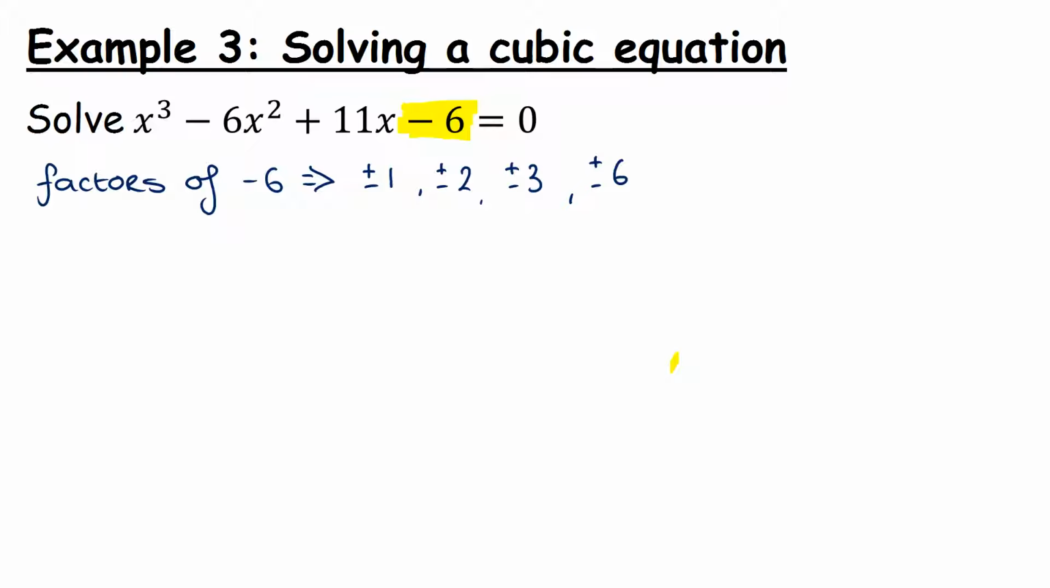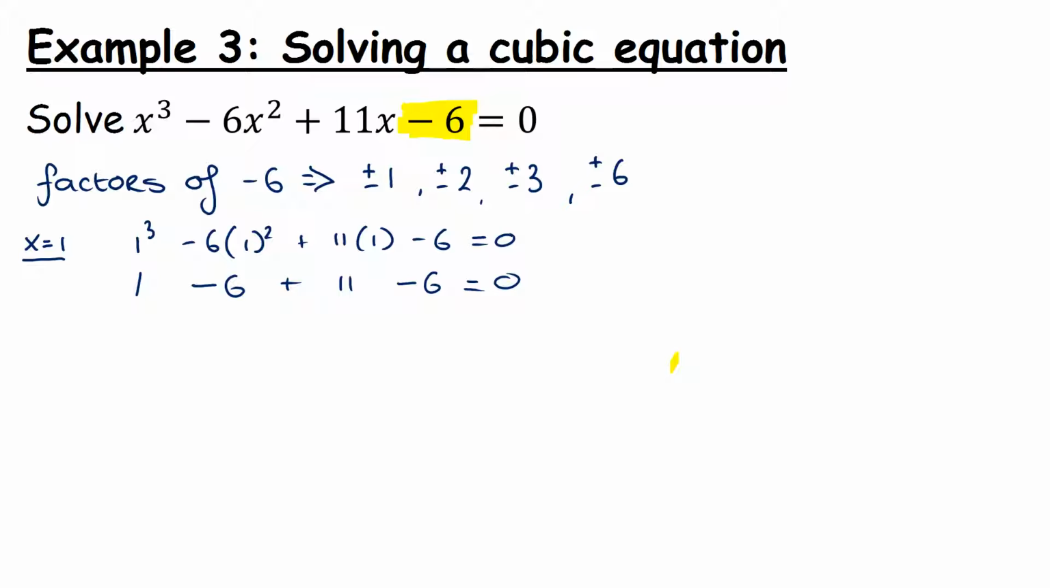So I'll try x equals 1. I have 1 to the power of 3 minus 6 times 1 squared, plus 11 times 1 minus 6 equals 0. I want to verify that. We're very lucky this time. We end up at 1 minus 6 plus 11 minus 6 equals 0, which basically gives me plus 12 minus 12 equals 0. So there, x equals 1 is a root.